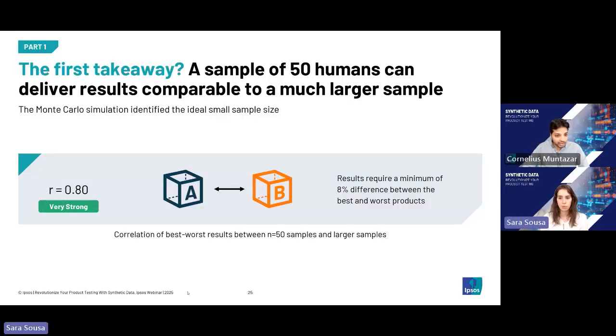Our initial finding was that a sample of 50 real consumers can deliver results comparable to much larger samples. We found a strong correlation of 0.80 between small and large sample results, suggesting that smaller samples can be surprisingly predictive. A textbook would say that 0.8 is a strong correlation, though we wanted to dig further, because when it comes to making large decisions with financial implications, we know that we need it to be much stronger.